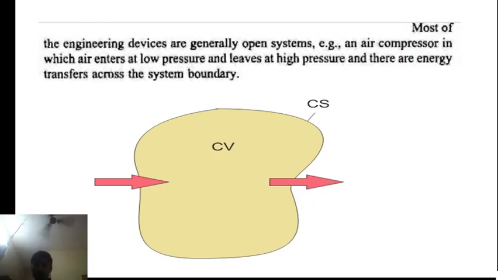So this is the control volume. Control volume is a volume that neither increases nor decreases. And the surface that covers this volume is called the control surface. So now you have better understood the concept of control volume and control surface.